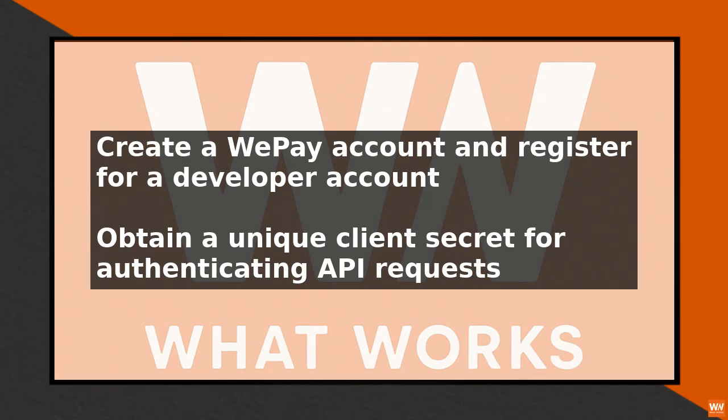To obtain the access token, you need to make a POST request to the WePay API with your client secret and client ID. The client ID is another unique identifier that is used in conjunction with the client secret. Once you have the access token, you can use it to make API requests to WePay.